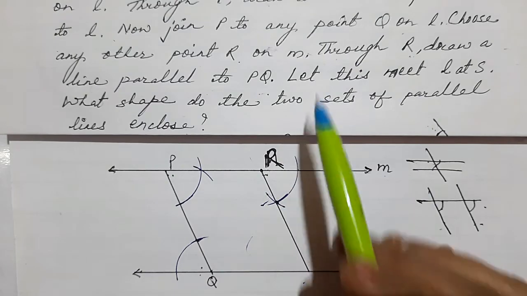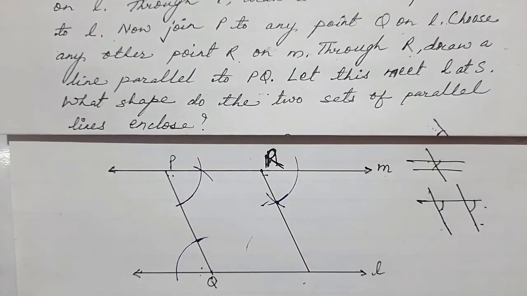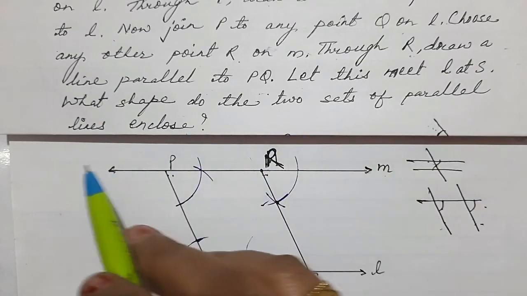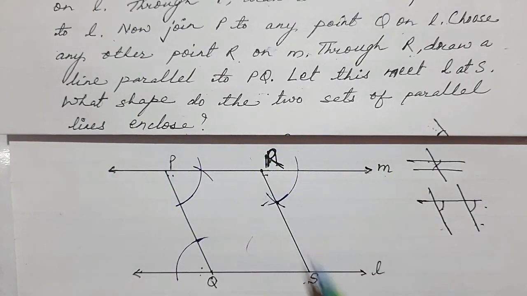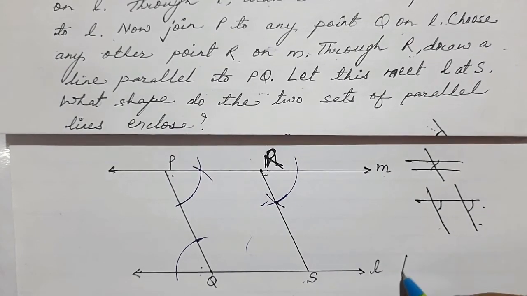It is done. Let this meet L at S. So this is S. What shape do the two sets of parallel lines enclose? These two parallel lines enclose what? This is called parallelogram.